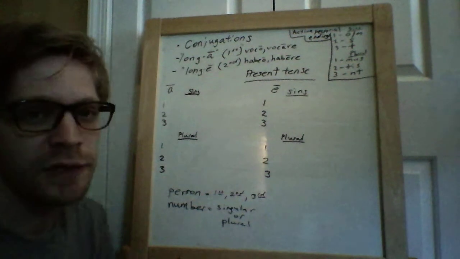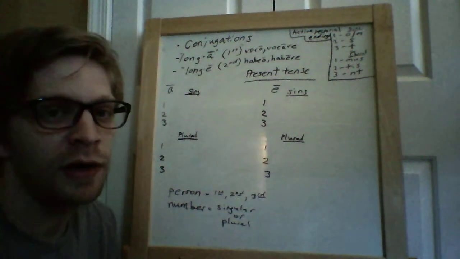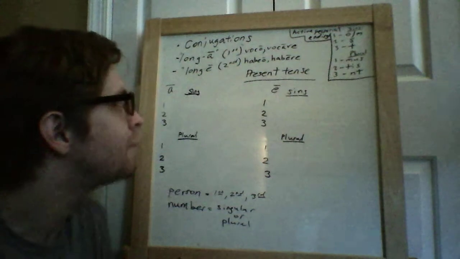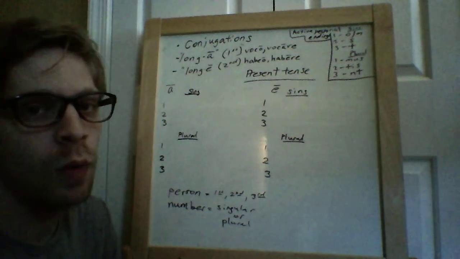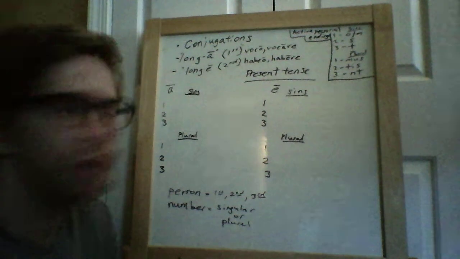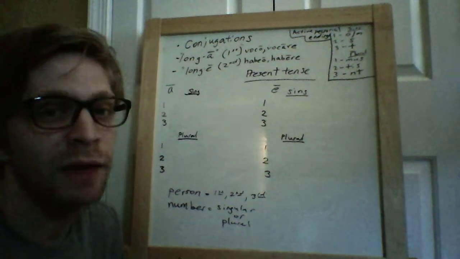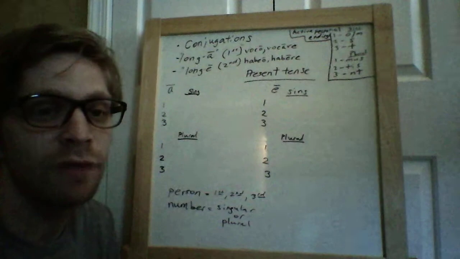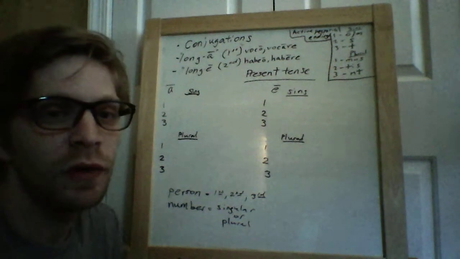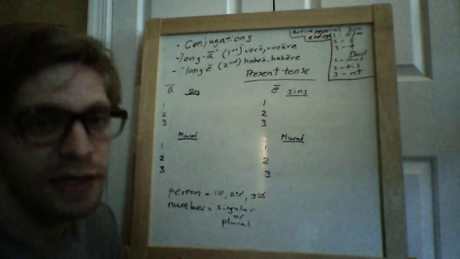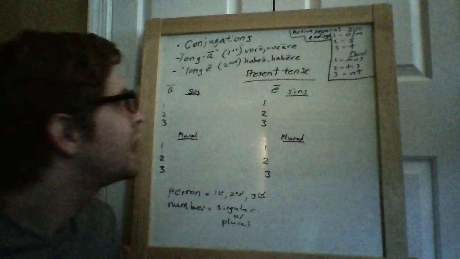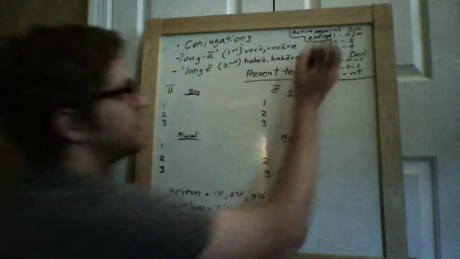So I've put the first 2 principal parts of verbs here on the board for us so we can see them. The first verb we're going to be looking at is the verb vocare, which means to call. You can see VOC, that root in there. It means something to do with the voice. So we have the word vocal, vocalize. So voice, things like this. So it means to call.